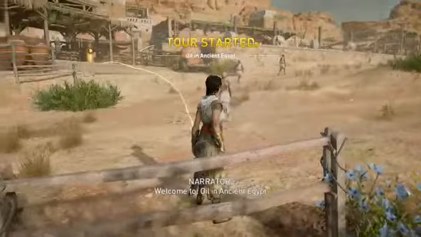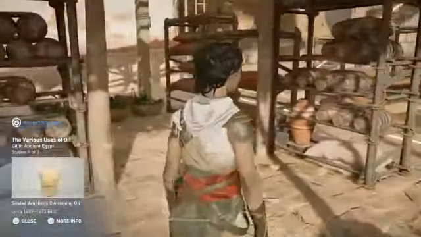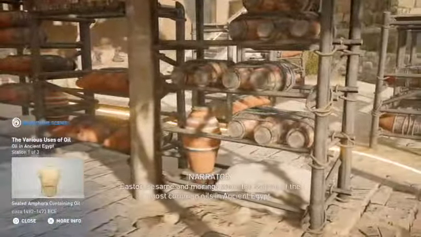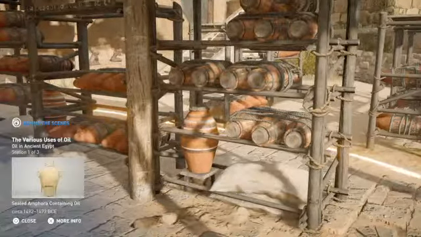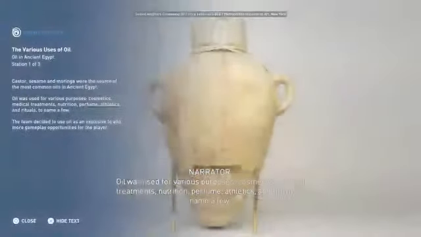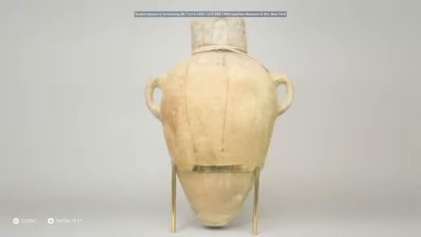Welcome to Oil in Ancient Egypt. Castor, sesame, and moringa were the source of the most common oils in ancient Egypt. Oil was used for various purposes: cosmetics, medical treatments, nutrition, perfume, athletics, and rituals, to name a few. The team decided to use oil as an explosive to add more gameplay opportunities for the player.